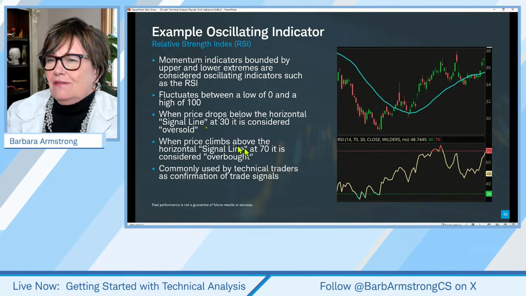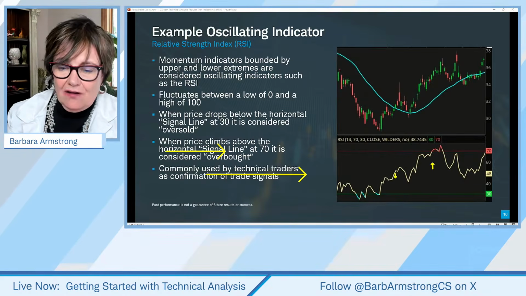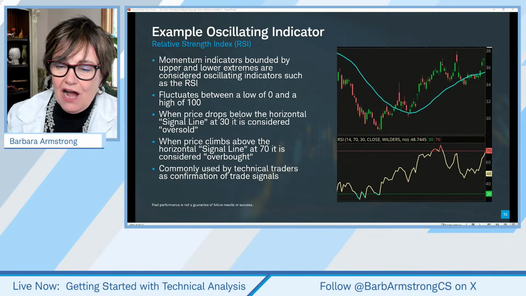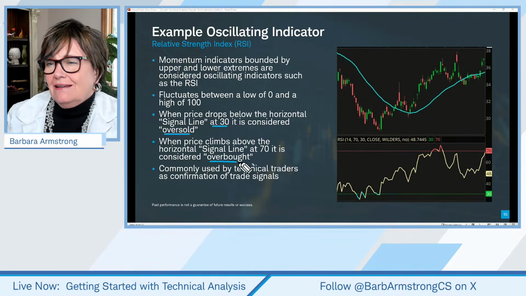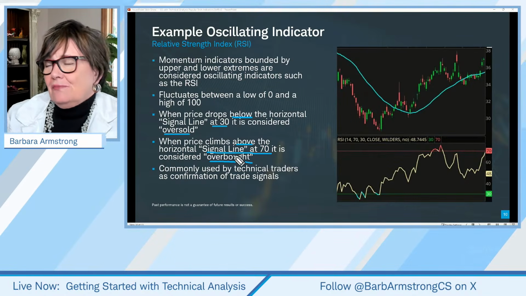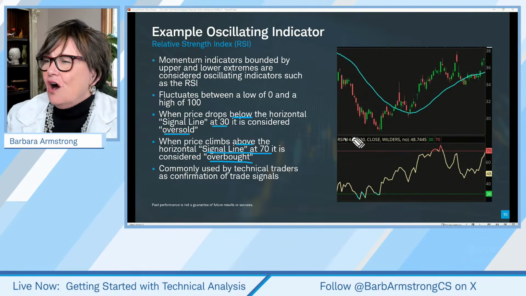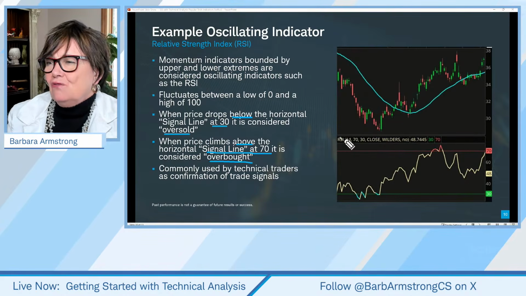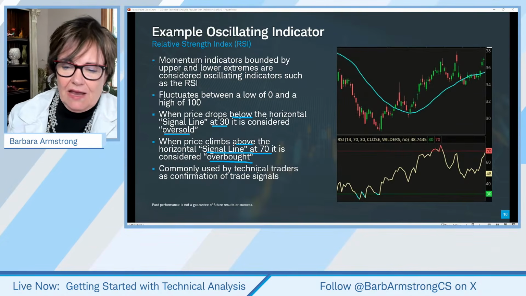Okay, so the 30 is considered to be an oversold line. So, hey, something may be on sale, so to speak. And you've got to watch when things are on sale, because sometimes they're on sale for a reason. And sometimes when something's overbought, when it's above that 70, it's overbought for a reason. Okay, but this is a commonly used indicator, and if you go to your studies and just type in RSI, you'll get this indicator.